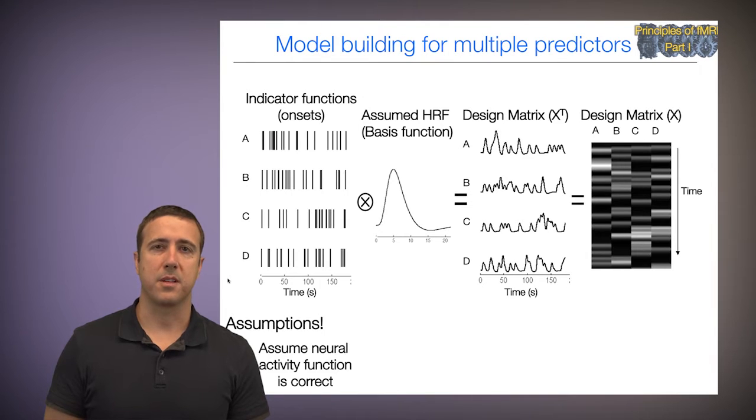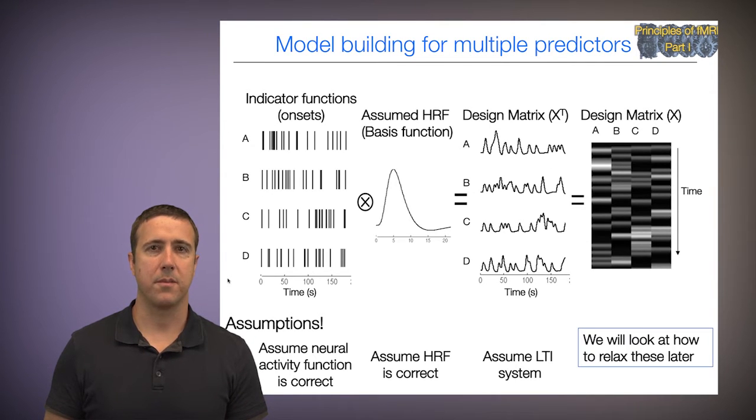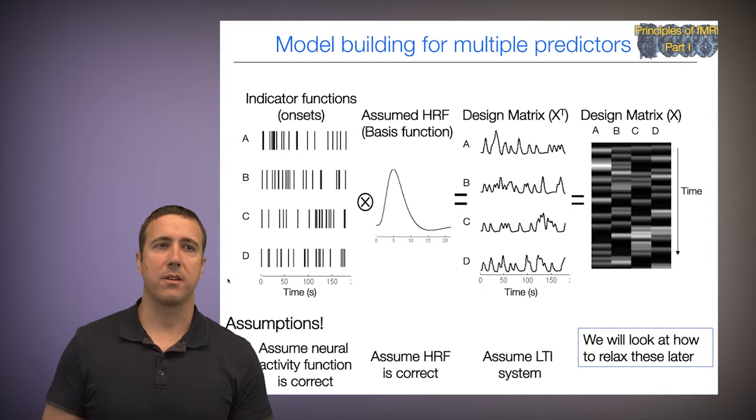We also talked about the assumptions. We have to assume that we have the correct neural response function, that the HRF is correct, and we have to assume a linear time invariant system. I said before we'd learn how to relax some of these assumptions, and that's what today is going to be about. One of the key ideas here in relaxing those assumptions is the idea of basis sets.